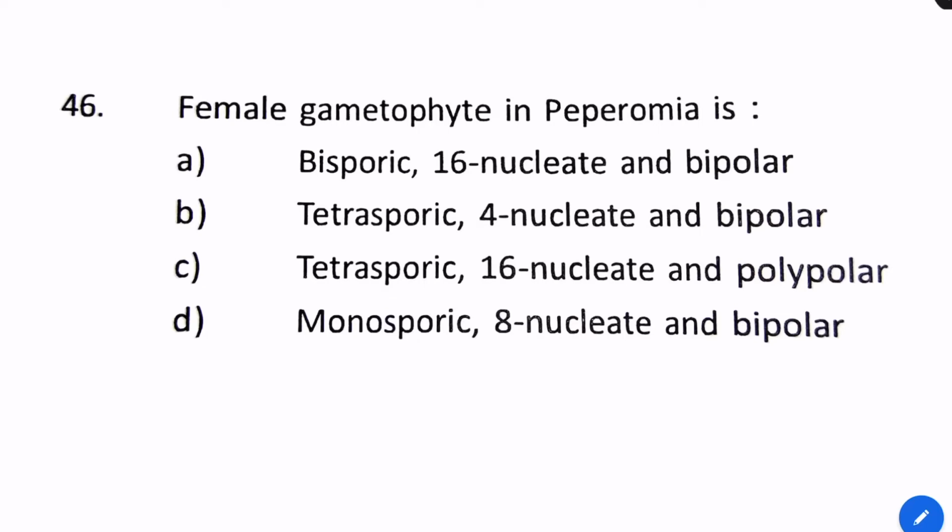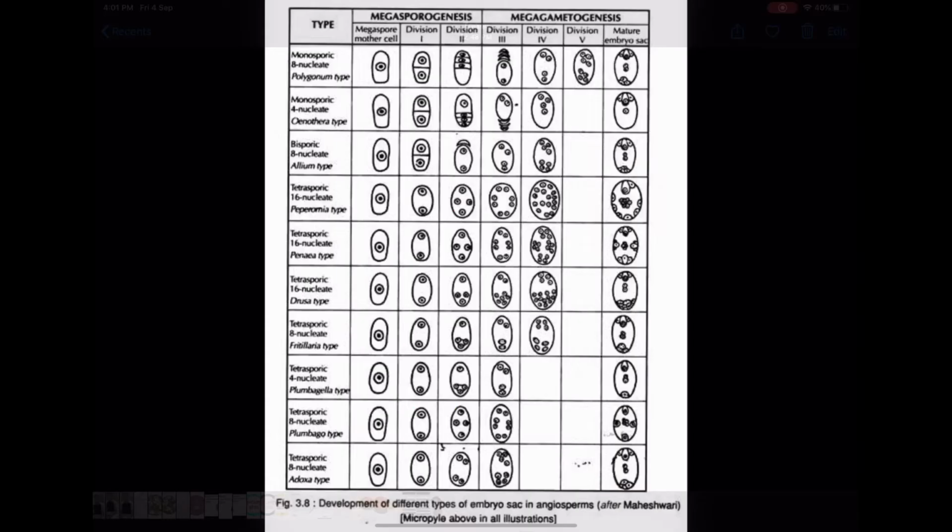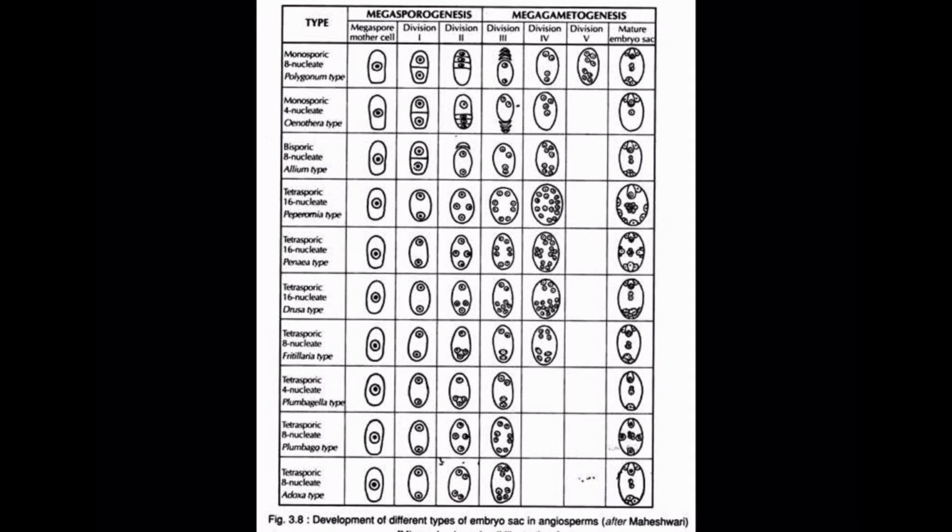The first question from 2015 is: the female gametophyte in Peperomia is what? They're asking the number. Is it bisporic, tetrasporic, or monosporic? Or is it 16 nucleate, 4 nucleate, or 8 nucleate? Let's just look at the chart. Here is the chart of different types of embryo sacs in angiosperms, given after Maheshwari.